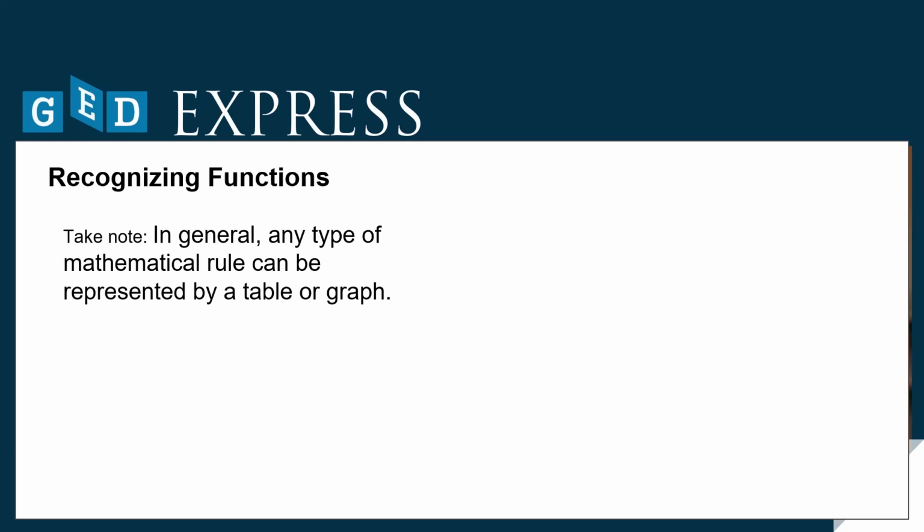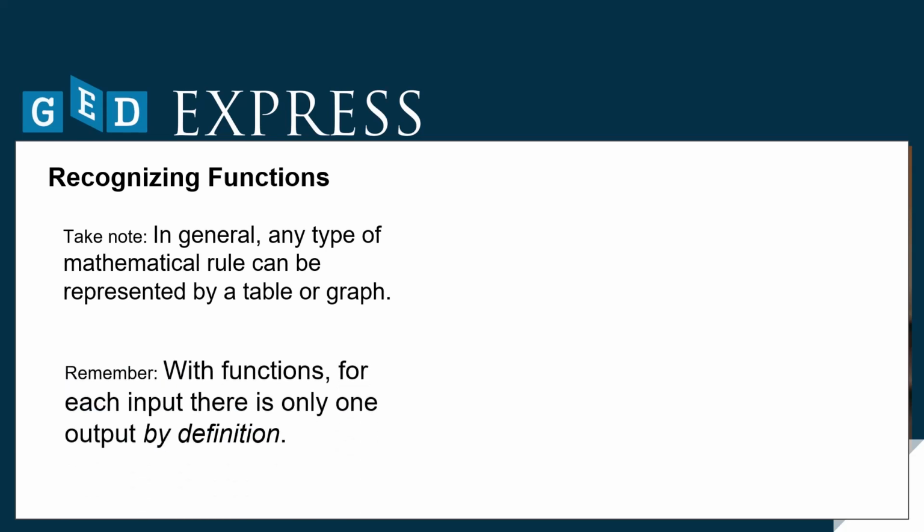Look at the table showing the output y for each input x. And remember, with functions, for each input, there is only one output by definition. Let's look at some examples.